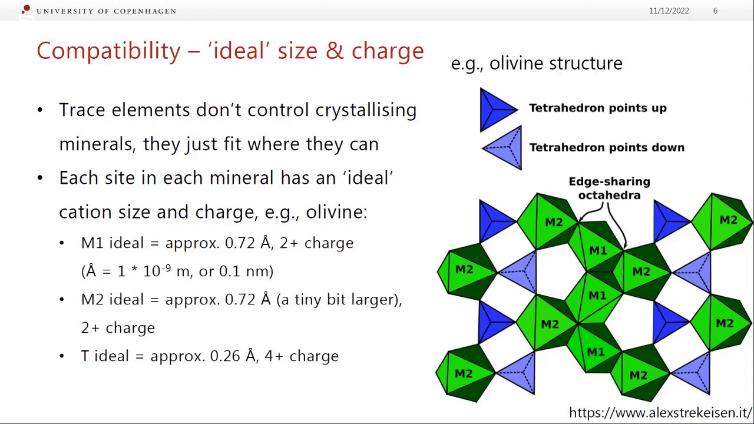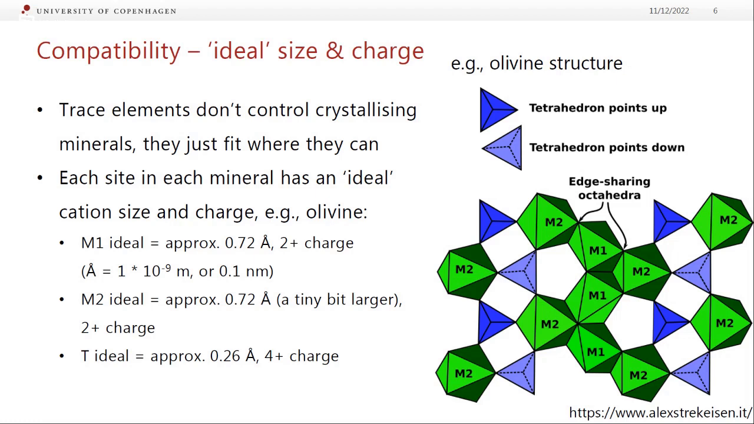So trace elements are different to major elements in that they do not control what minerals are crystallizing from a melt. They basically just squeeze in wherever they can. And we talk about compatibility being whether they're able to squeeze into the mineral sites that are available or not.